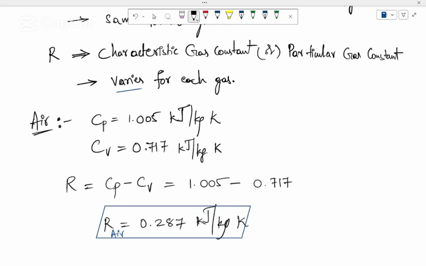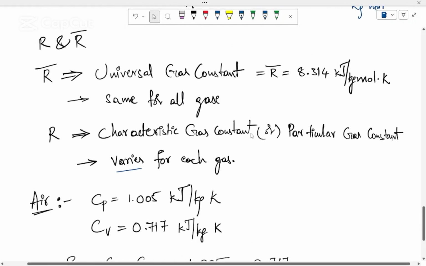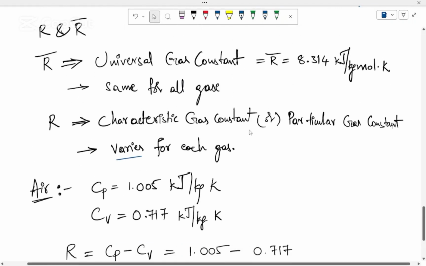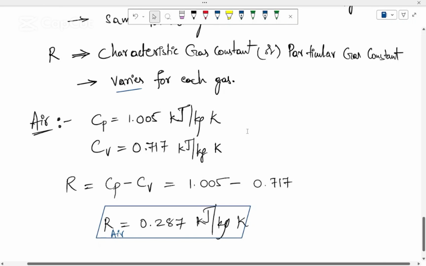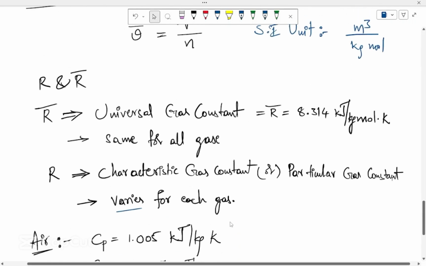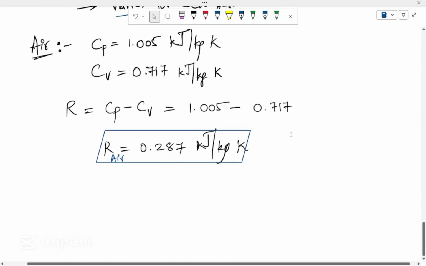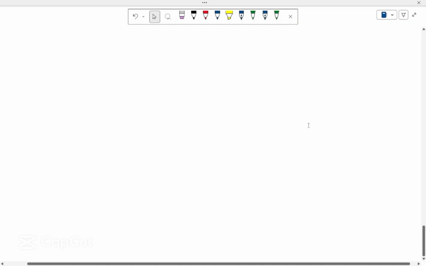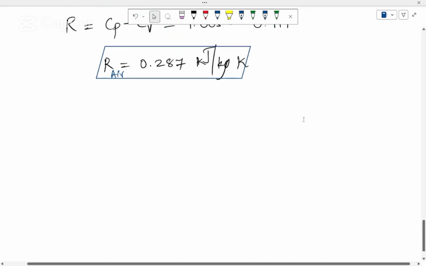The universal gas constant is the same for all gases, and the characteristic gas constant is particular, and it will vary for each gas. For air, its value is 0.287, whereas the R bar is the same for all the gases. Even for air, this R bar is 8.314. Okay, with this in the background, let us look at some relationship between R and R bar.